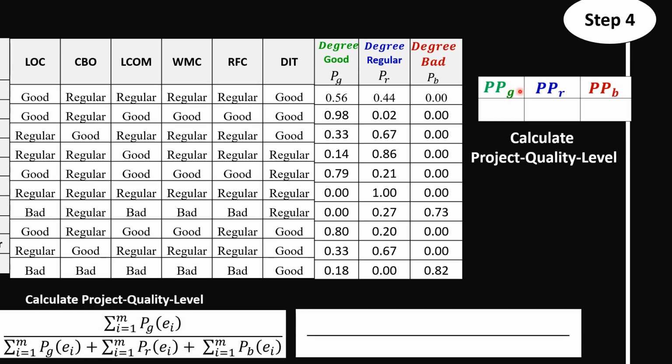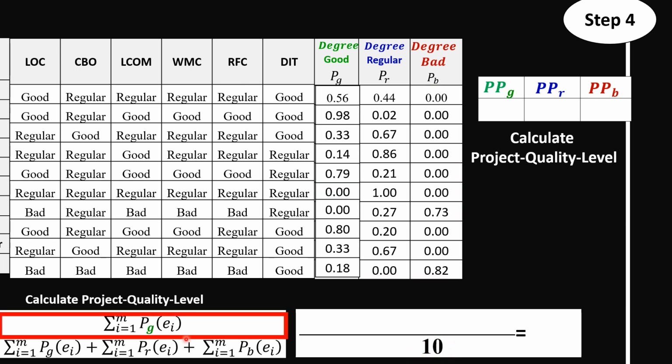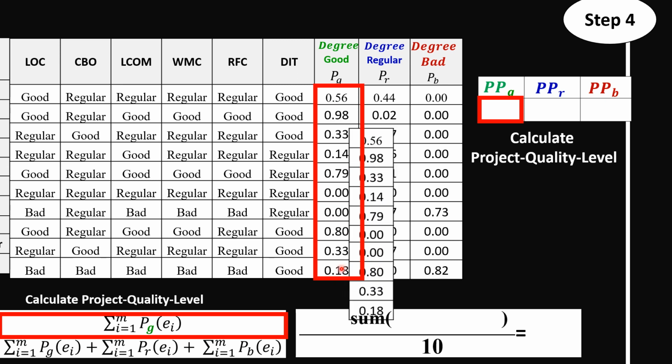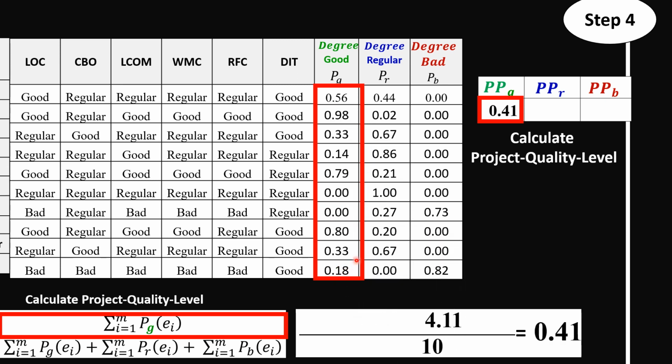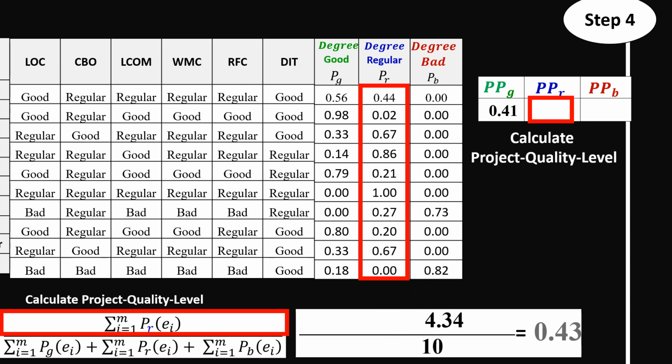In step 4, we will use the intermediate result to calculate the project quality level. The denominator will be the total sum, which is equal to the number of all classes. In our example, the total sum is 10. To calculate the degree of the goodness of the whole project, we sum all the values in the column of the degree good normalized by the total sum. We will do the same process to measure the degree of regular quality level and also the degree of bad quality level.